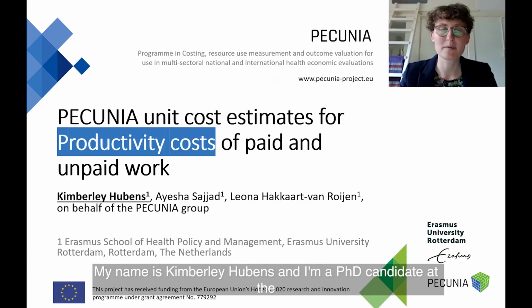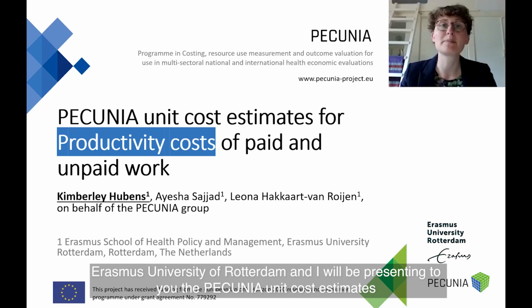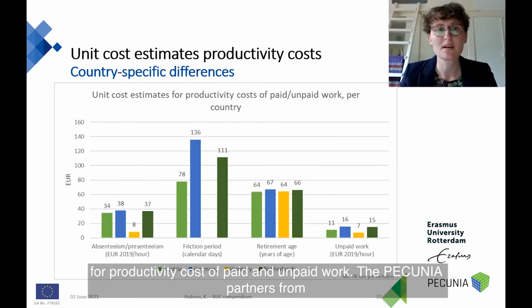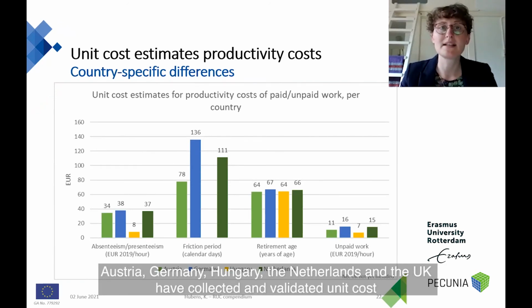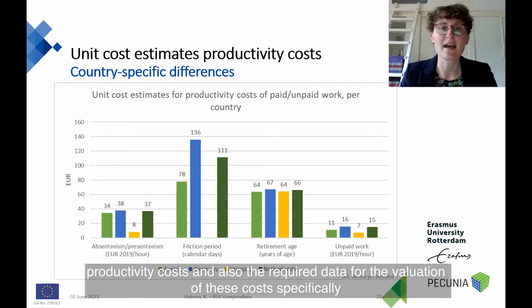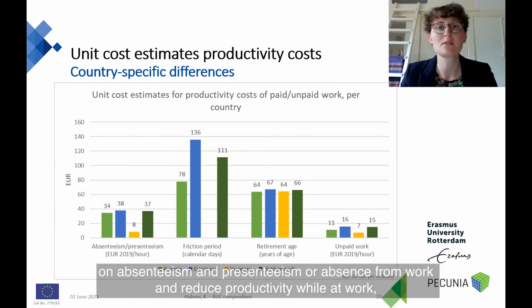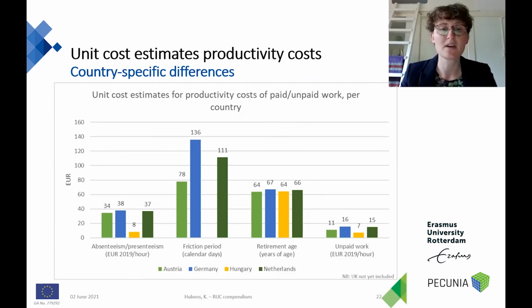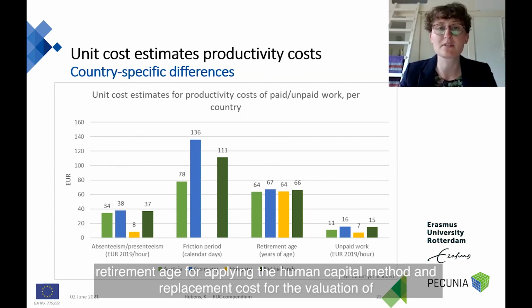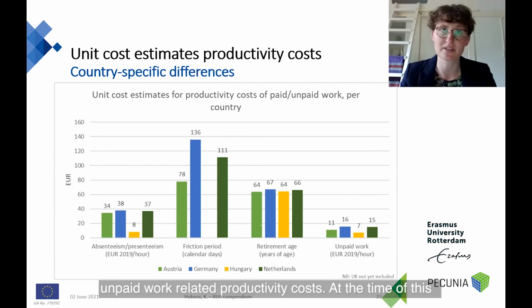My name is Kimberly Hubens, and I'm a PhD candidate at the Erasmus University of Rotterdam, and I will be presenting to you the PECUNIA unit cost estimates for productivity cost of paid and unpaid work. The PECUNIA partners from Austria, Germany, Hungary, the Netherlands, and the UK have collected and validated unit cost estimates for productivity costs of paid and unpaid work, or relevant components of the productivity costs, and also the required data for the valuation of these costs, specifically on absenteeism and presenteeism, or absence from work and reduced productivity while at work, the friction period, which is needed for the valuation using the friction cost method, retirement age for applying the human capital method, and replacement cost for the valuation of unpaid work related productivity costs.